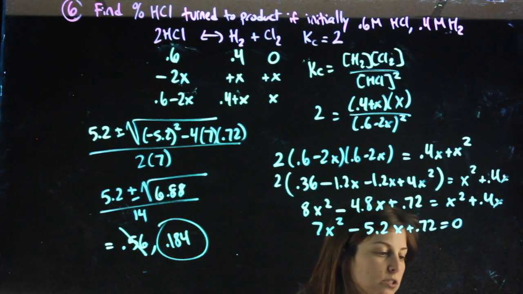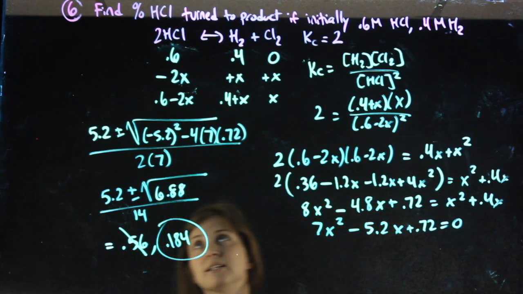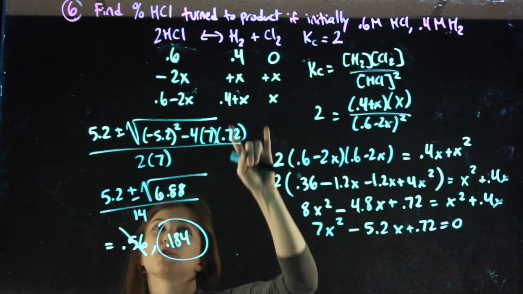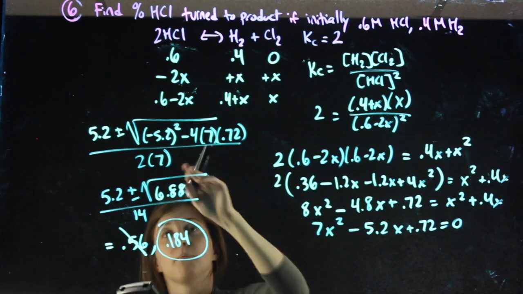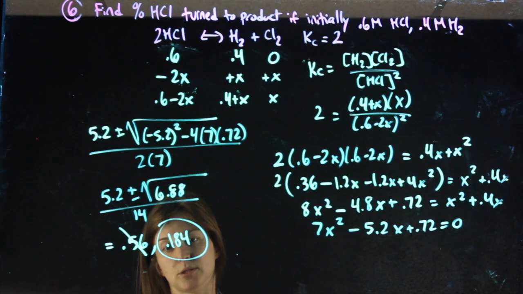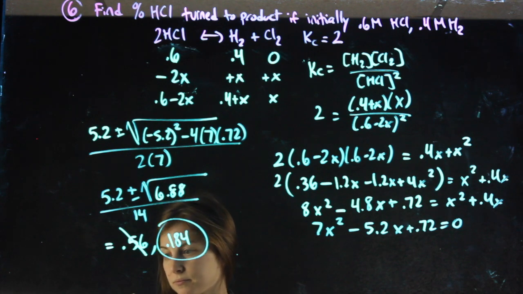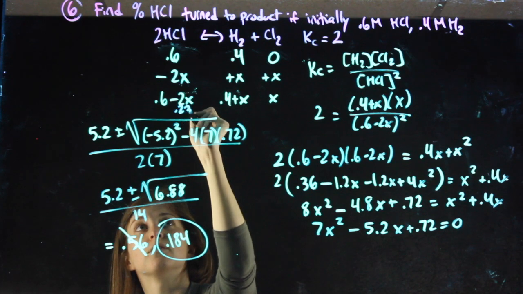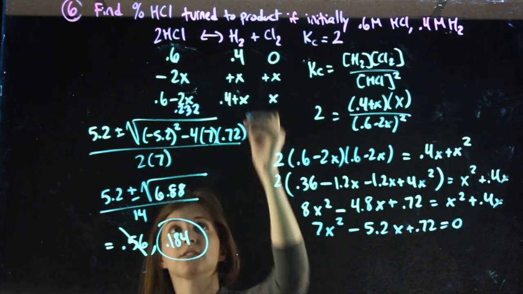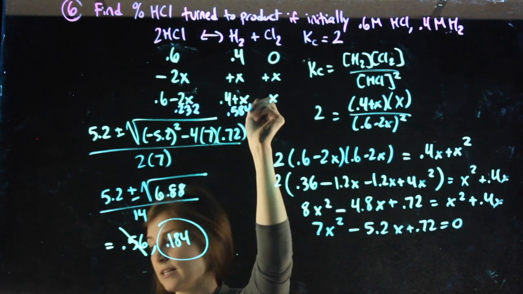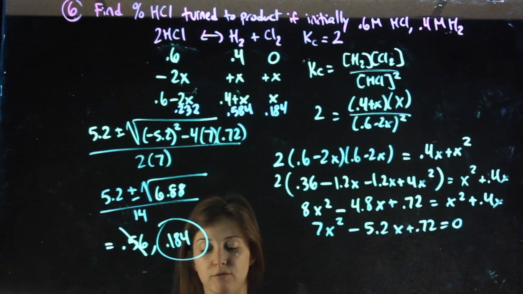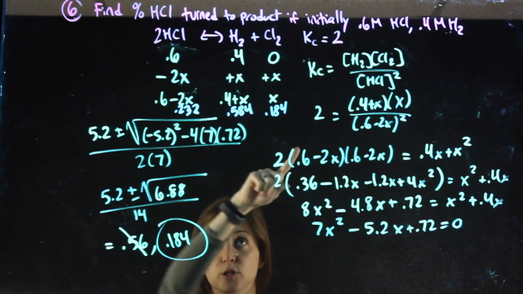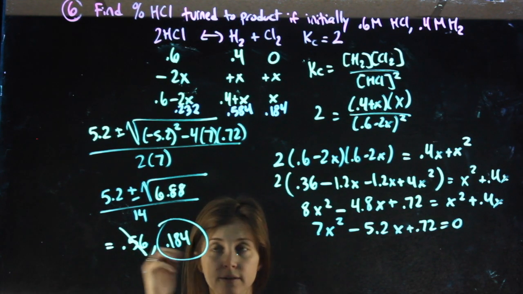Let me switch colors. To find the values at equilibrium, truth is I don't need to find these, but I'm going to track that they come out positive. 0.6 minus 2 times 0.184 gets me 0.232. 0.4 plus 0.184 gets me 0.584. And 0 plus 0.184 gets me 0.184. It didn't ask for all the equilibrium values, but that's what they would be. They're all positive, that's good.